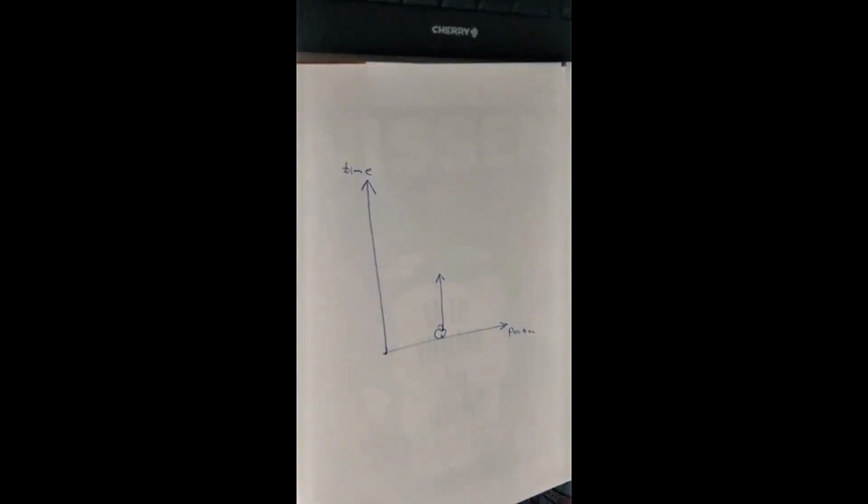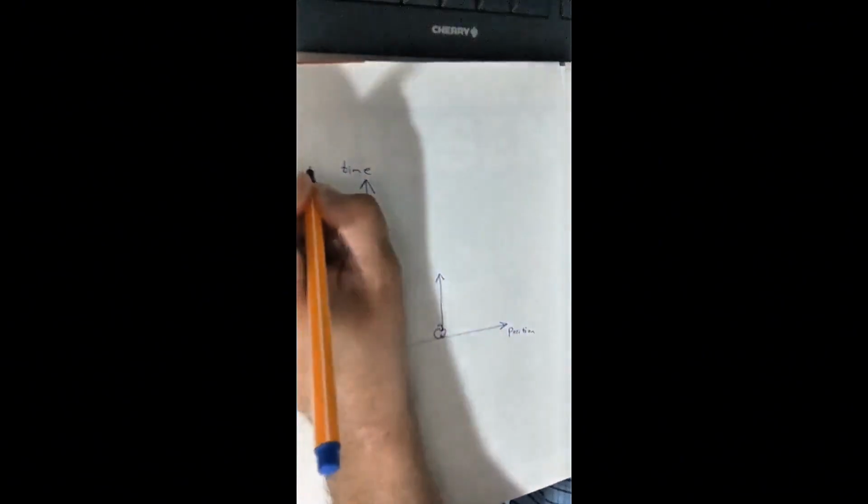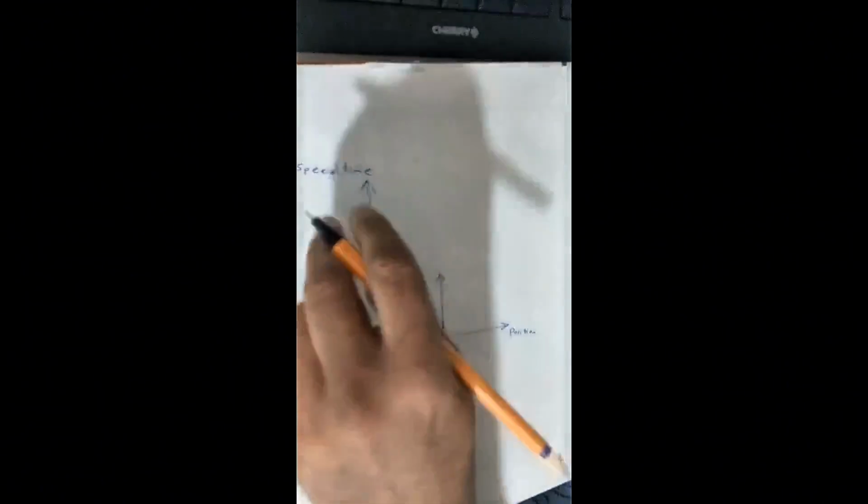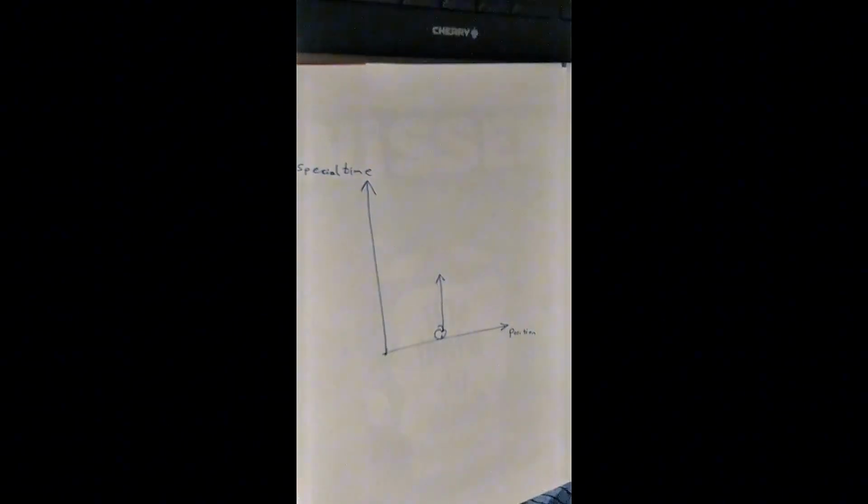Interestingly, when we now think of relativity theory, instead of time, we have to write here spacetime. Why do we write spacetime? Because in relativity, time is nothing absolute in contrast to Newton's theory. Spacetime means here for the frame from which I am observing this apple.